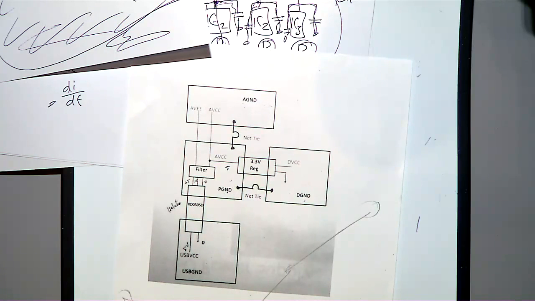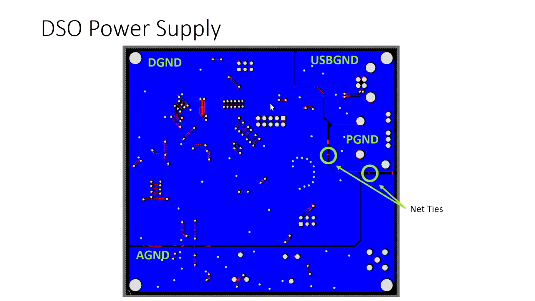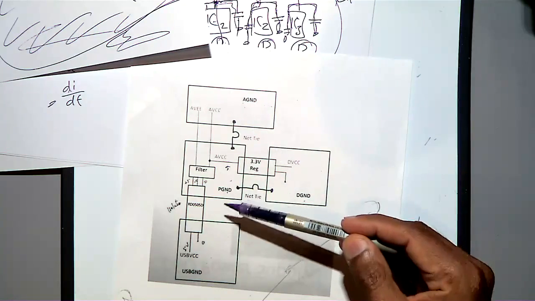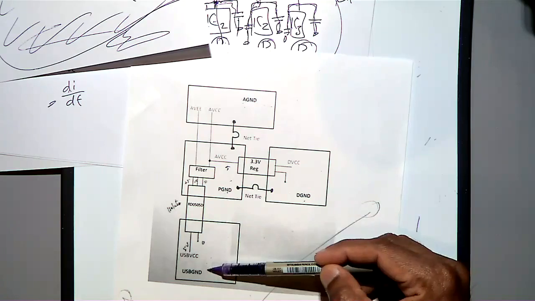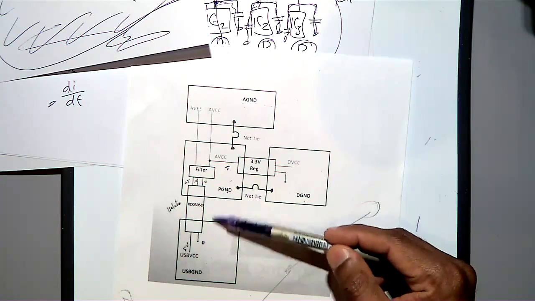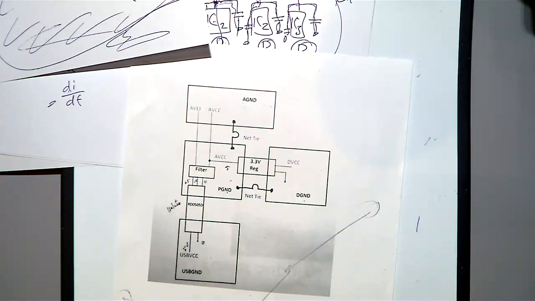So that's what you see here. The digital ground is connecting to the power supply ground using a net tie. Again, the power supply ground is connecting to the analog ground using a net tie. That's the next one. See, the analog ground is connecting to the power supply ground using a net tie. Then between the power supply ground and the USB ground, here you don't need a net tie because this provides isolation for the ground as well.